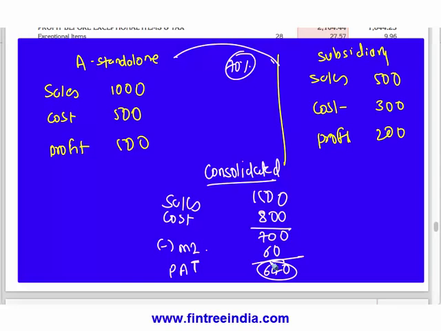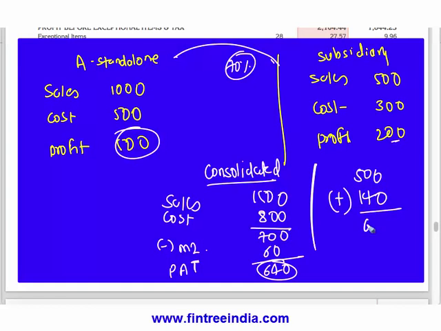Sorry? Yes. See, we added. Imagine how would you do it otherwise? Your own profit is 500. Correct? Your own profit is 500. And you own 70% of the subsidiary. 70% of 200 is how much? 140. How much is that?